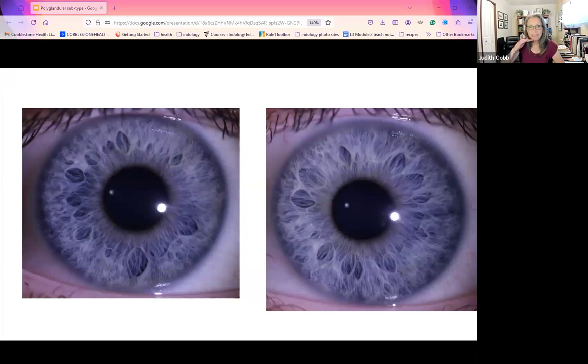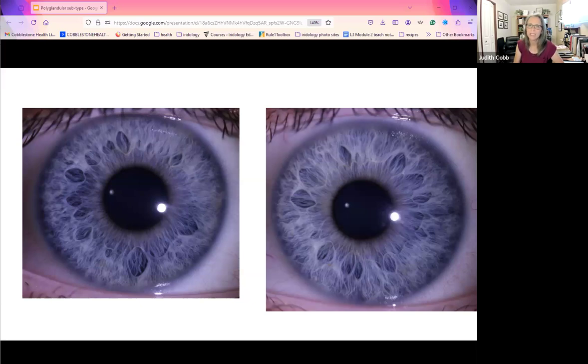Again, we're just going to be skimming the very surface, and we're only going to deal with the one structural subtype of polyglandular today. This is actually a part of the training in the 3rd module of the dynamic iridology course. Of course, we go a lot deeper in the actual course, but today we're going to give you that good little introduction.